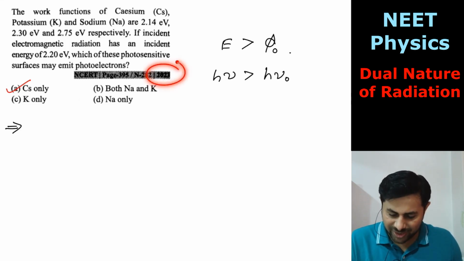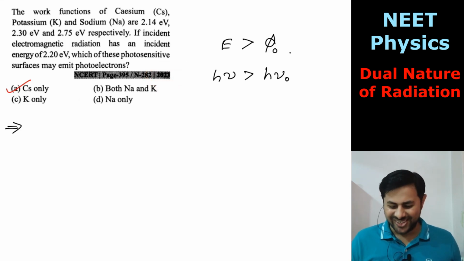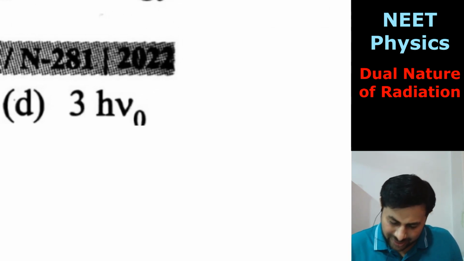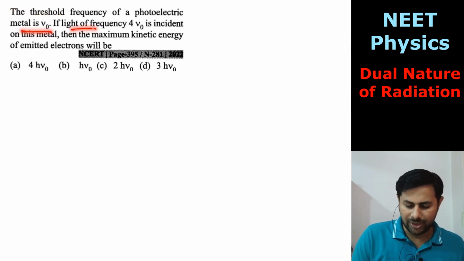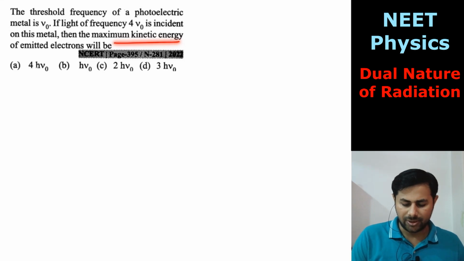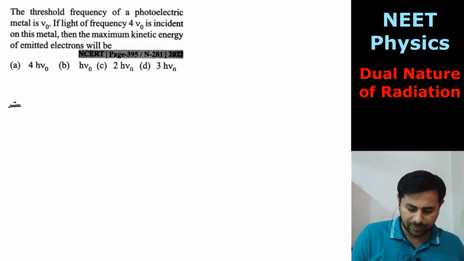Okay, simple question in last NEET. Let's see what happens this time. All right, let's see next one. The threshold frequency of photosensitive material. This is again from NEET 2022. The threshold frequency of a photosensitive material is nu naught. If the light of frequency 4 nu naught is incident on the metal, maximum kinetic energy of emitted electrons will be. Again, that's very simple.